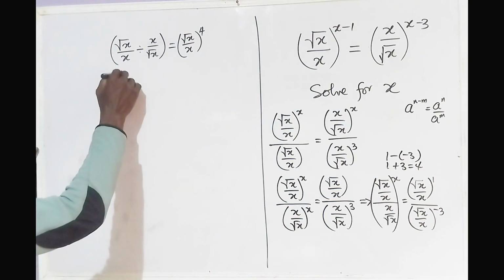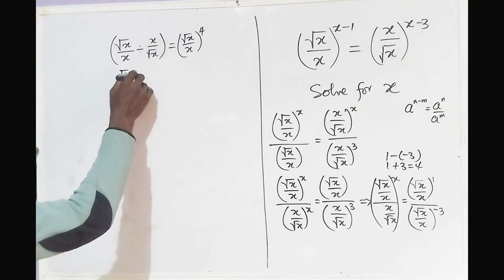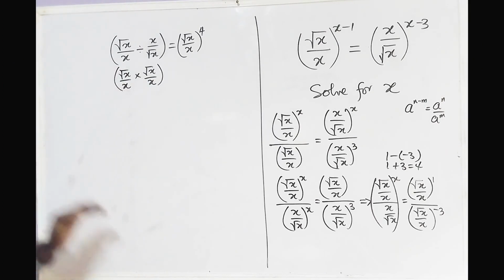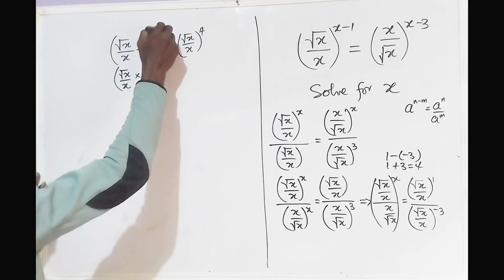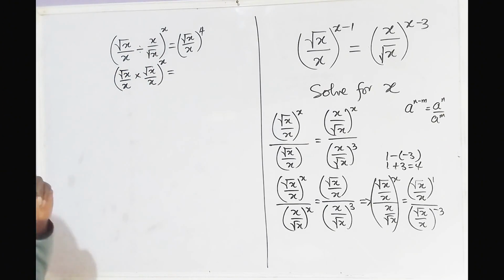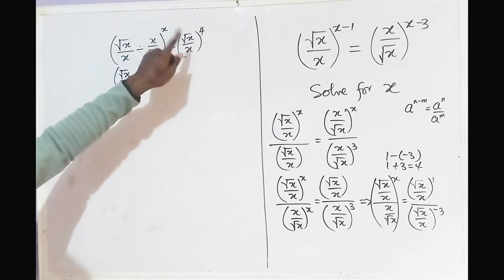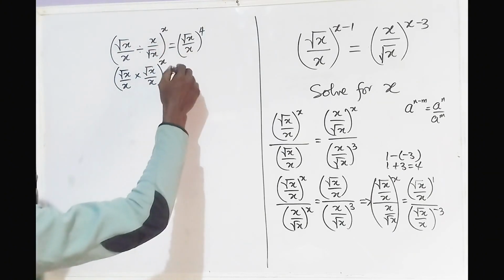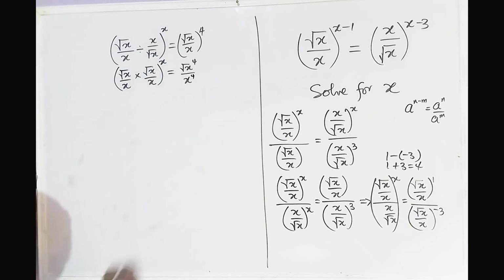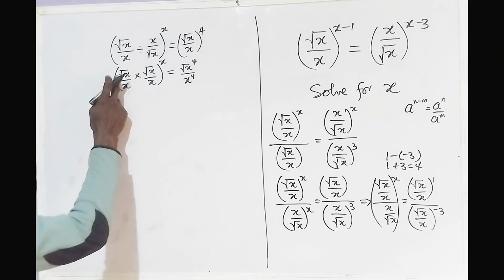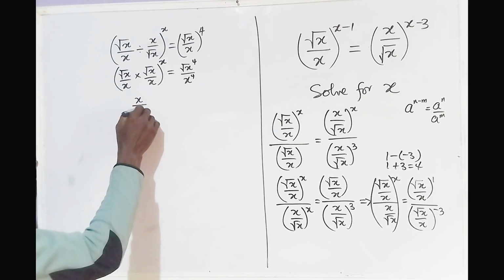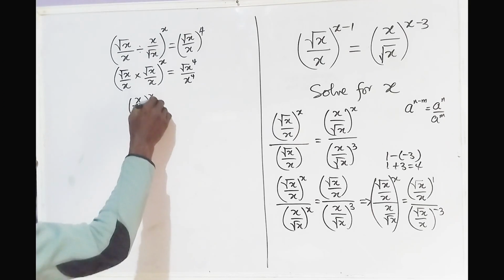So here we can now say this is the square root of x all over x times the square root of x all over x. This is having x, this is having x, then this equals, now let us distribute this 4 to both sides of the fraction. So you have x raised to the power of 4 all over x raised to the power of what? 4. Now we multiply this: the square root of x times the square root of x will give us what? x. Then all over x raised to the power of 2, all raised to the power of x.